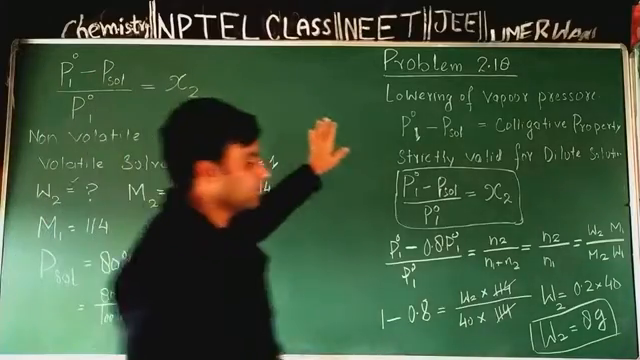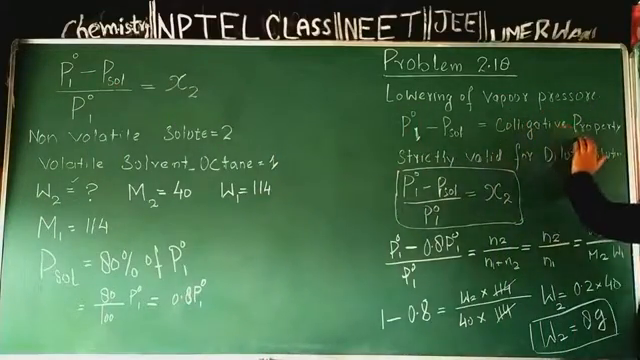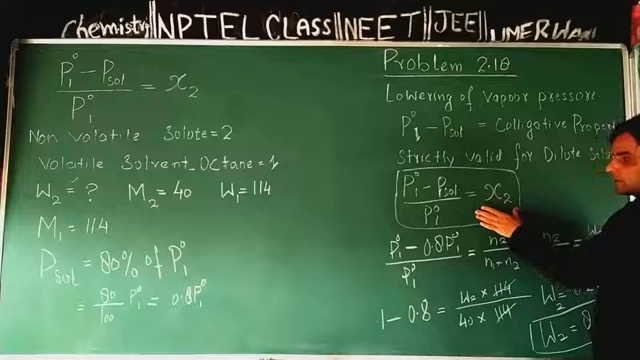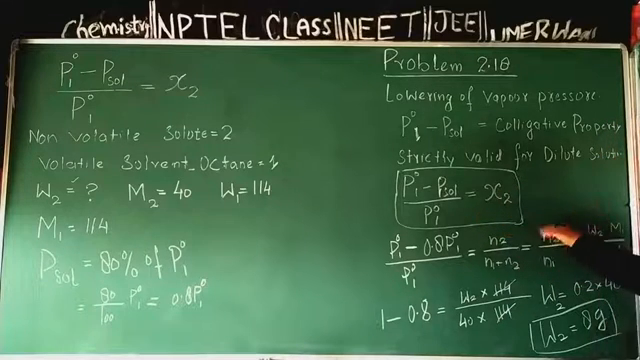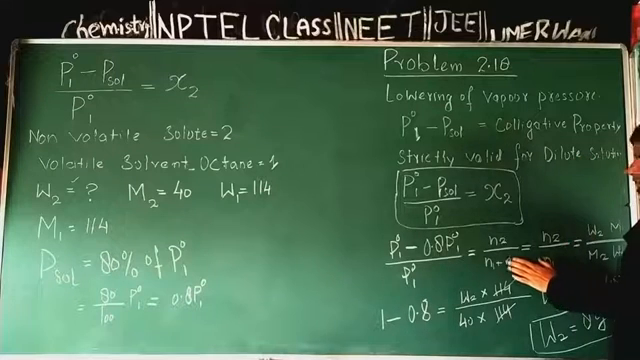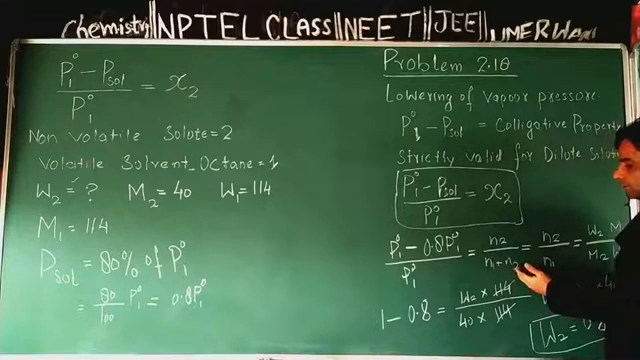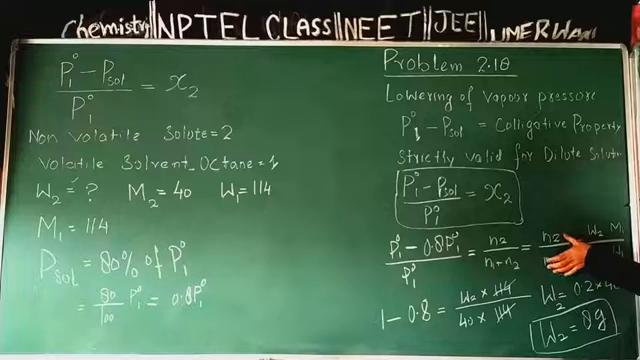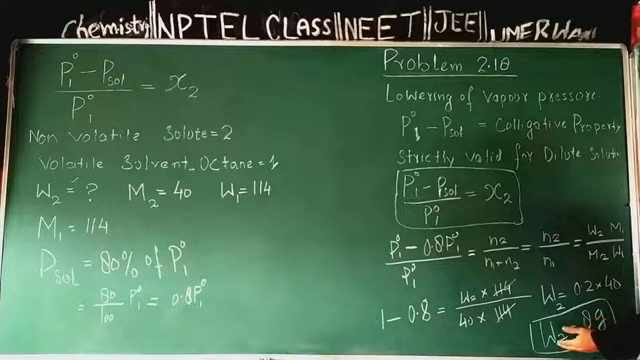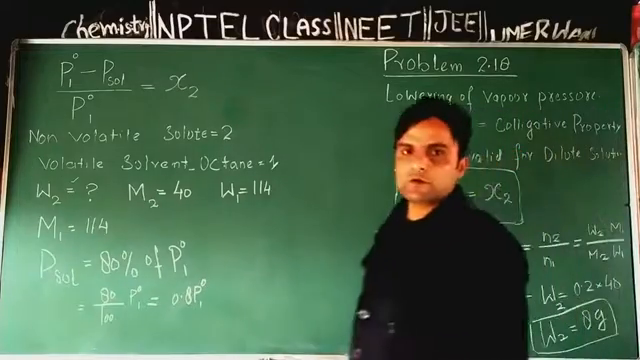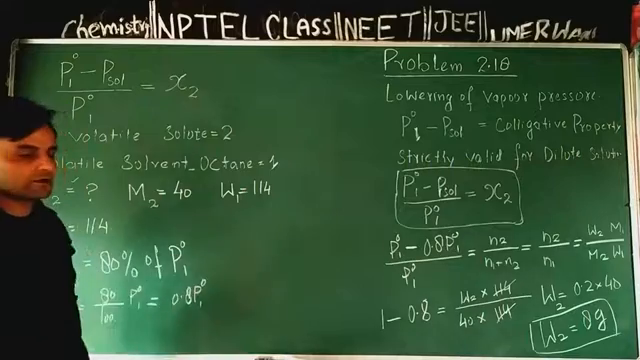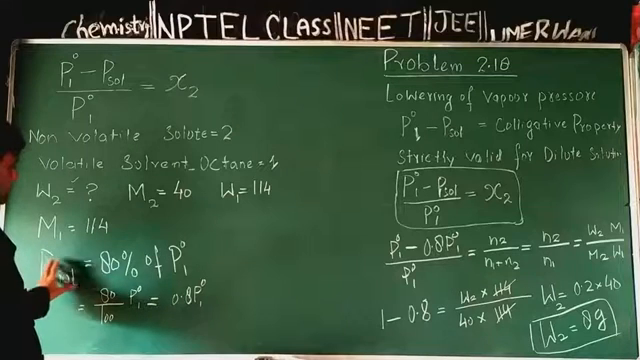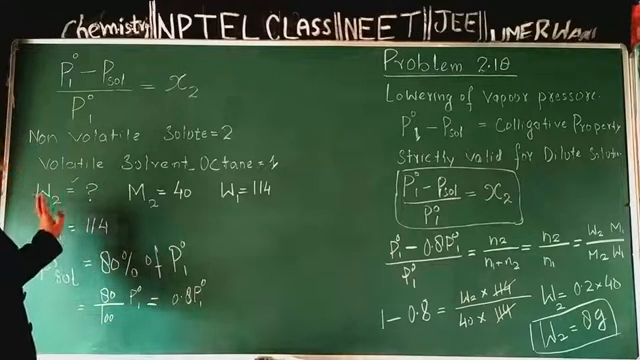Next, I said that relative lowering of vapor pressure is a colligative property. It is strictly valid for dilute solutions. So, in order for this equation to be valid, I need to use the approximation that the solution is dilute, and it made my calculation simple because in the numerator I could easily neglect N2 in comparison to N1, so that the calculation part becomes easy. And after calculation I got the weight of non-volatile solute that is added to 114 grams of octane so as to reduce its vapor pressure to 80% is 8 grams.